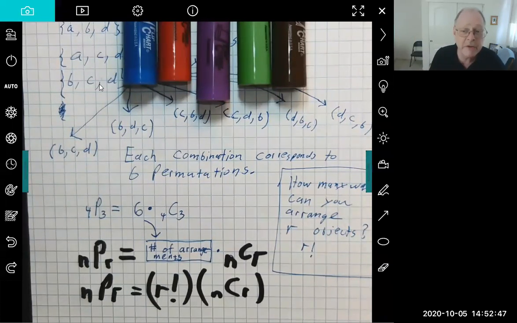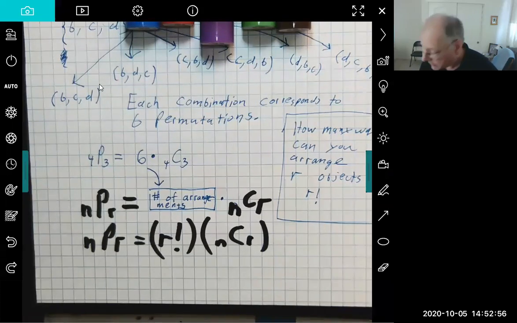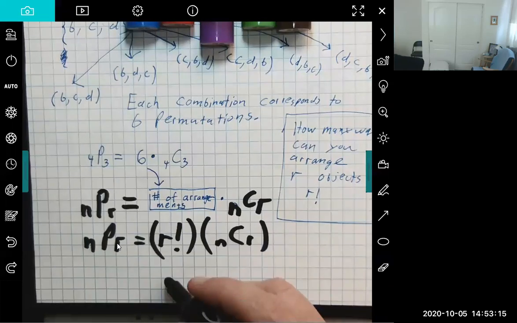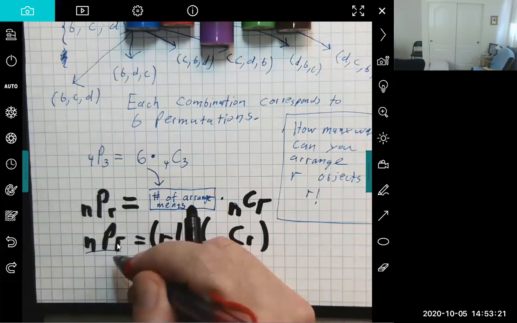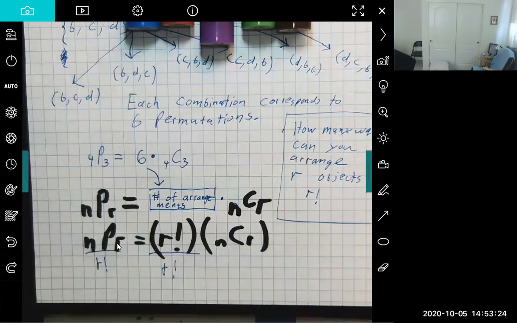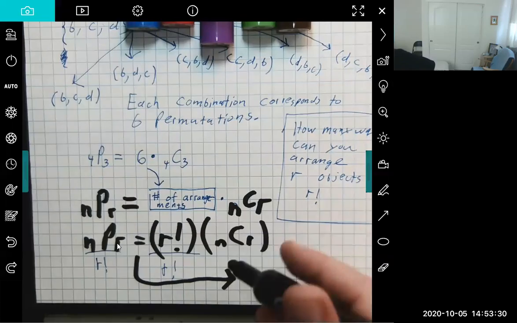So nPr is r factorial times nCr. Now the way I'm going to use that in a later lecture, turns out nPr is easy to figure out. And nCr would be complicated, except now we know whatever you have for nPr, you just divide it. Divide both sides by r factorial, cancel out.